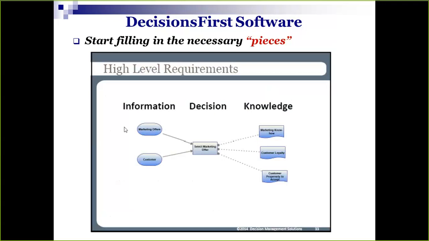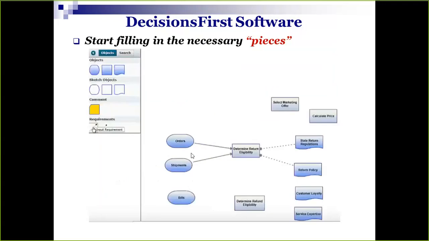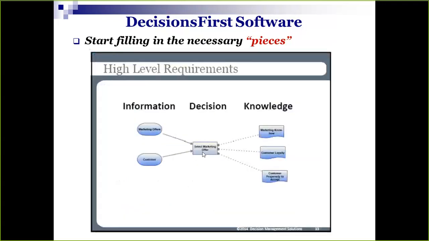We have data. We call it information. And we have decisions. Those are the 3 main building blocks of the software, and you'll see there's many other supporting building blocks. So what do you do with the building blocks? Well, you start putting them on the screen.